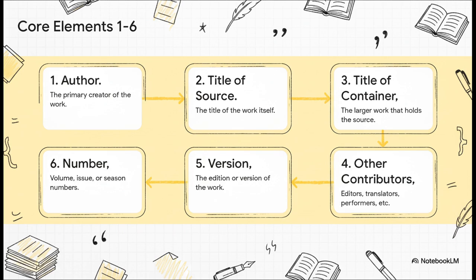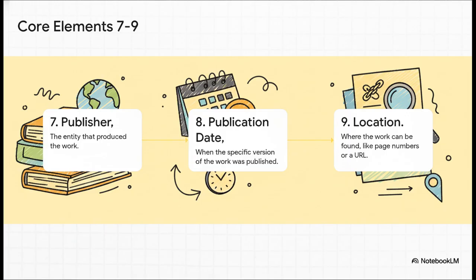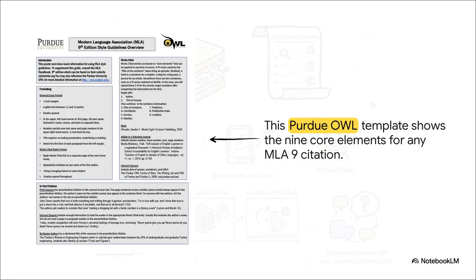Then we have other contributors, the version, and the number. And we finish it off with the publisher, the publication date, and finally, the location. Location could be page numbers in a book or a URL for a website. And that's it. That's the whole list. 9 simple things to look for. This awesome graphic from the Purdue OWL shows it perfectly. It's just a template with 9 slots.